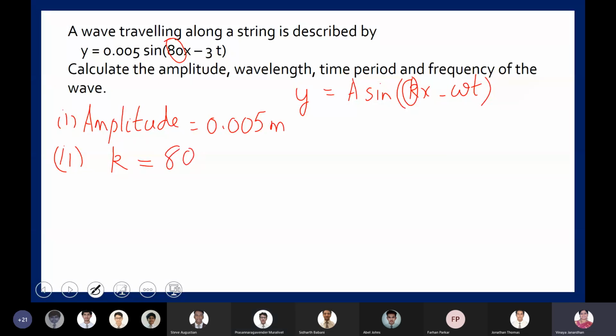Now k is equal to 2 pi by lambda. Yes, ma'am, and lambda is equal to pi by 40 meters. Now, that is the wavelength. Then if I want to go for the time period, the third one, what is your angular frequency? What is the value of omega here?